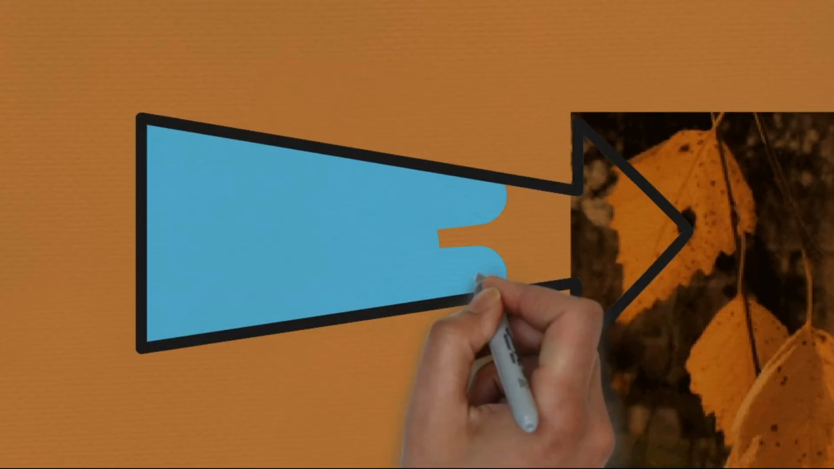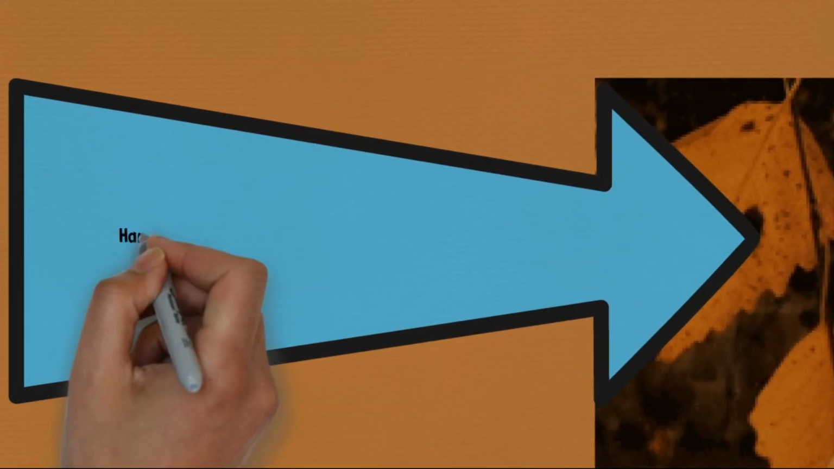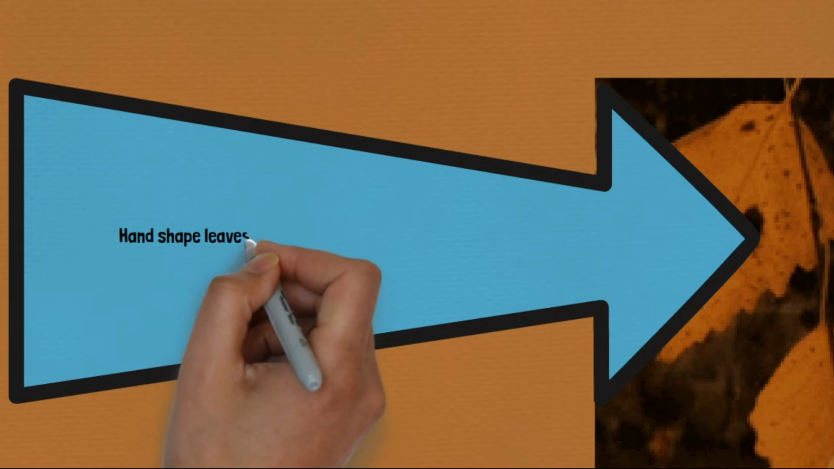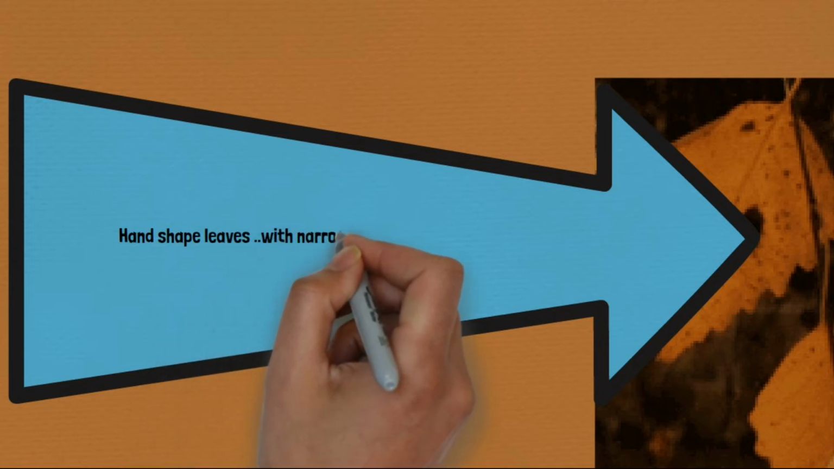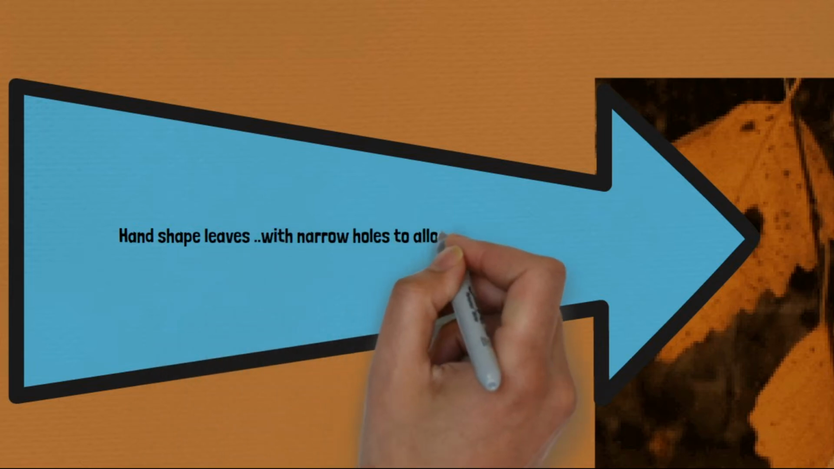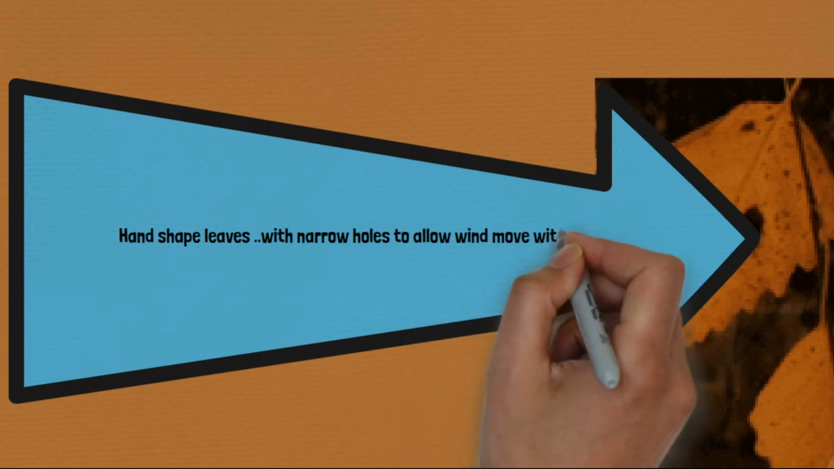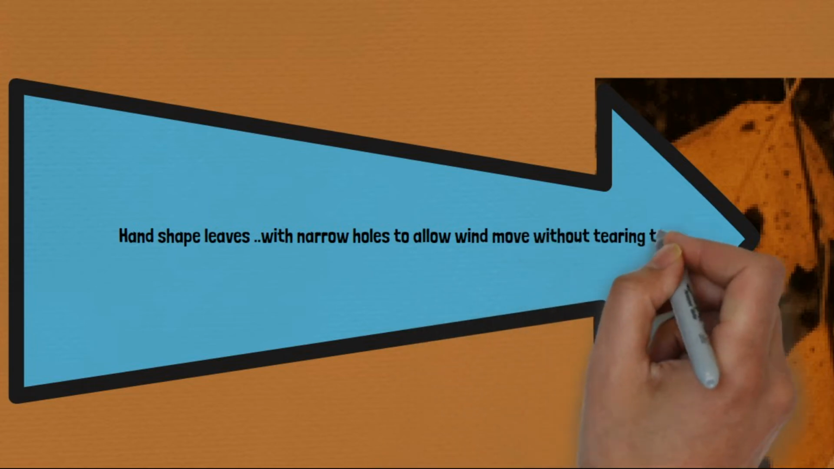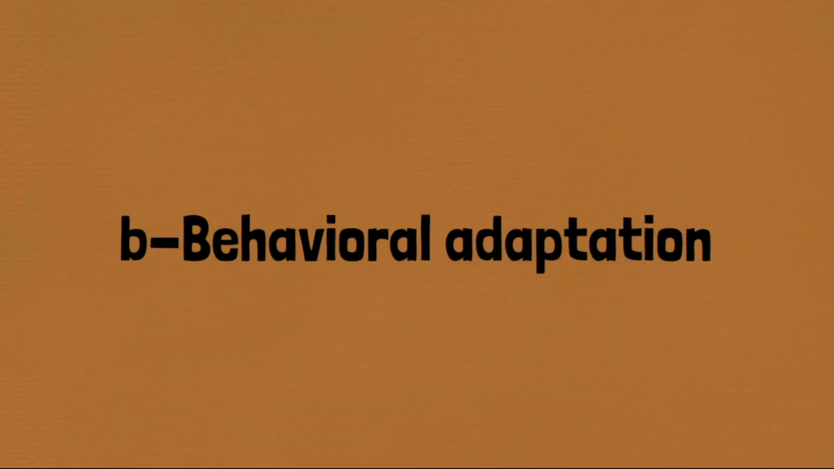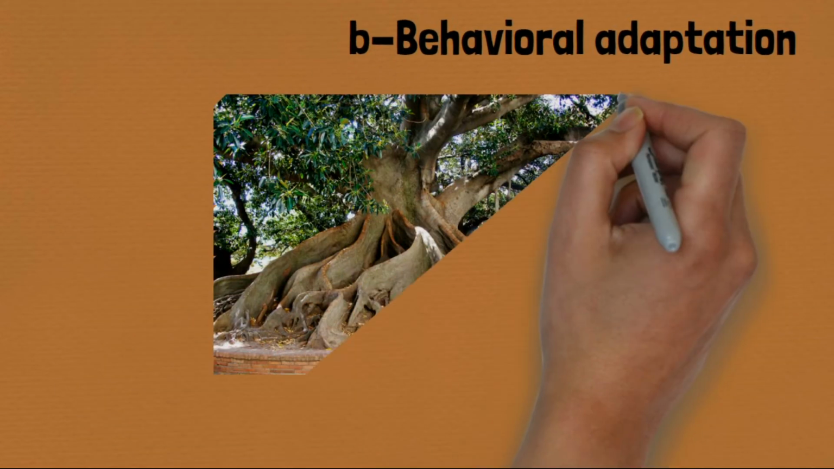What about leaves? Leaves have holes in them. It takes the shape of a hand and it has narrow holes on it to allow wind to move through them so the leaves don't fall.